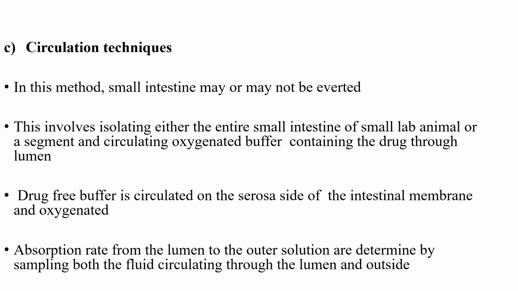And then the third one is the circulation technique. In this circulation technique, a small intestine is also taken, but here it is not everted. It involves isolating either the entire small intestine of a small lab animal or a segment, circulating oxygenated buffer containing a drug through the lumen. The drug-free buffer is circulated on the serosal side of the intestinal membrane and oxygenated. The absorption rate from the lumen to the outer solution is determined by sampling both the fluid circulating through the lumen and the outside.